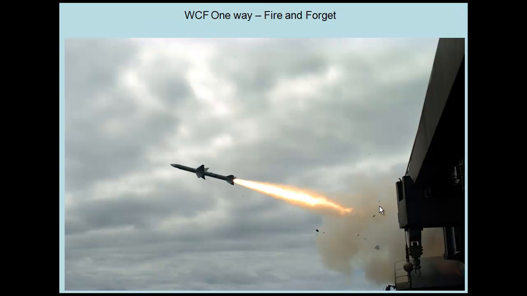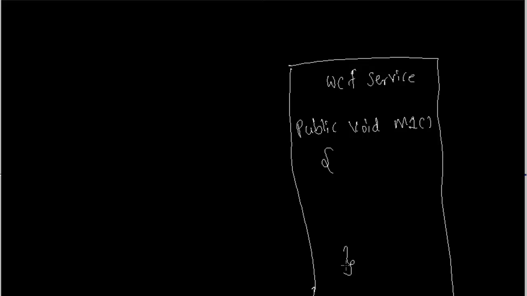Putting it in simple words, WCF one-way means fire and forget. So what exactly does fire and forget mean? Let's try to see a simple example. Let's say that we have a very simple WCF service. This WCF service exposes a very simple method called M1, which returns void, and this method M1 lies in this WCF service.